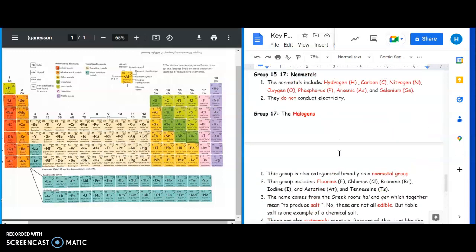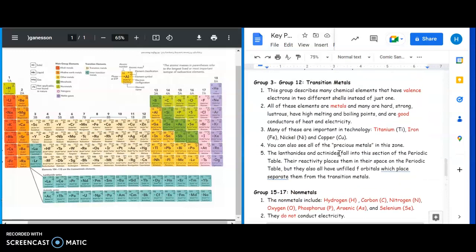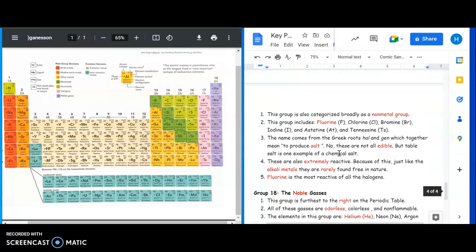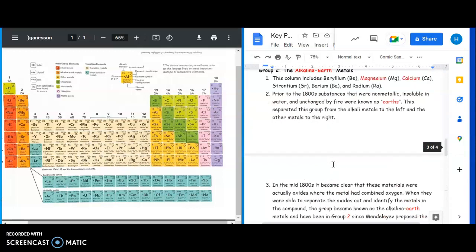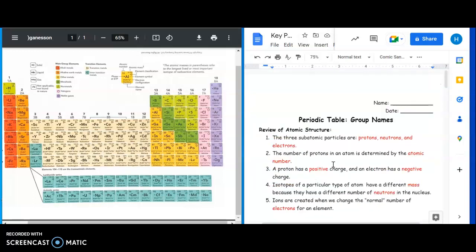So a lot of this information comes from just a variety of sources, but all of the dates and any kind of detail stuff did come from Botanica, just so you all kind of know what the source is on that. All right, good luck finishing up those notes.